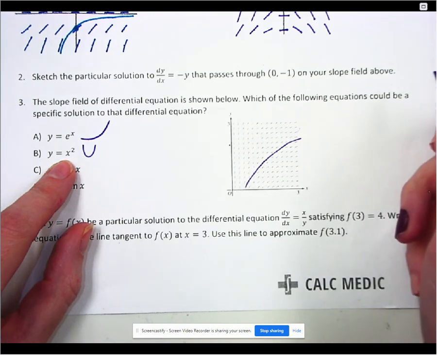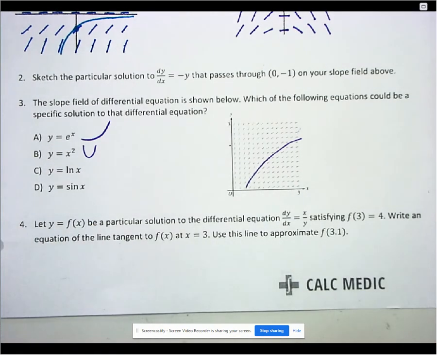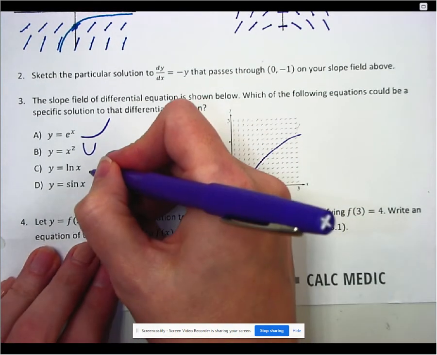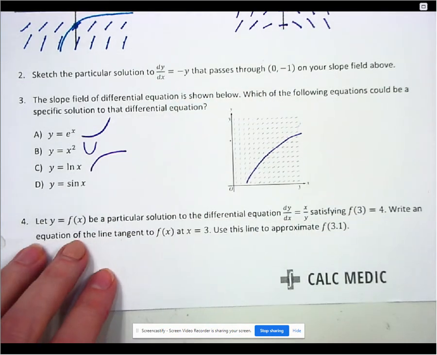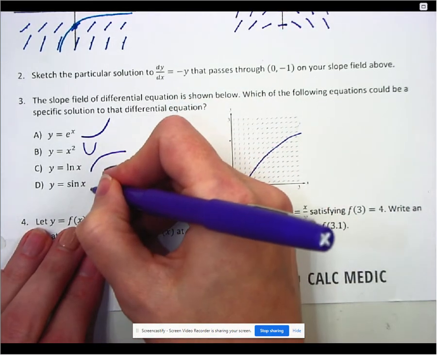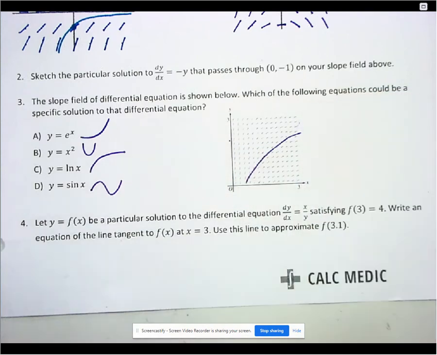It's curvy, which that's actually what natural log looks like. All right, and then sine is that, and it's definitely not that. So the closest one to what that looks like when we follow the trends of the curves is going to be the natural log.